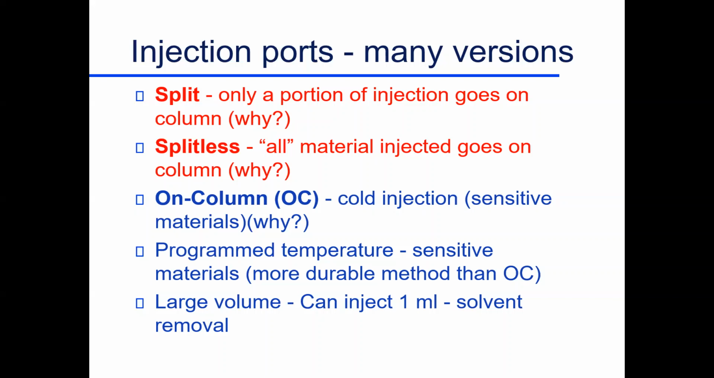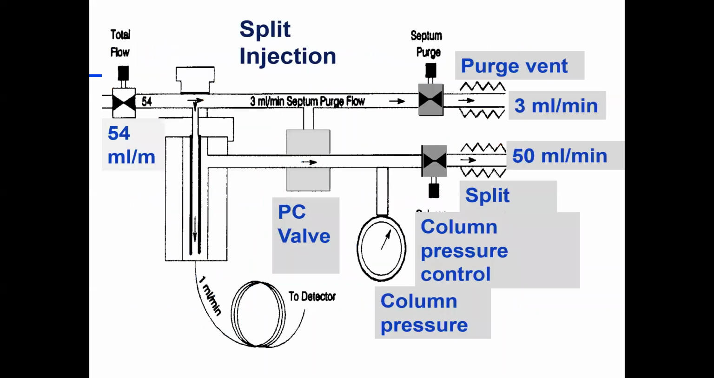Large volume. Normally we work with a 10 microliter syringe. That's what our sample is, and we don't very commonly deal with a 1 microliter injection. But there are systems where we can put up to 1 milliliter into that injection port. So if you're dealing with something at a very, very low concentration, well, you can inject more. There are tricks and designs that go about this.